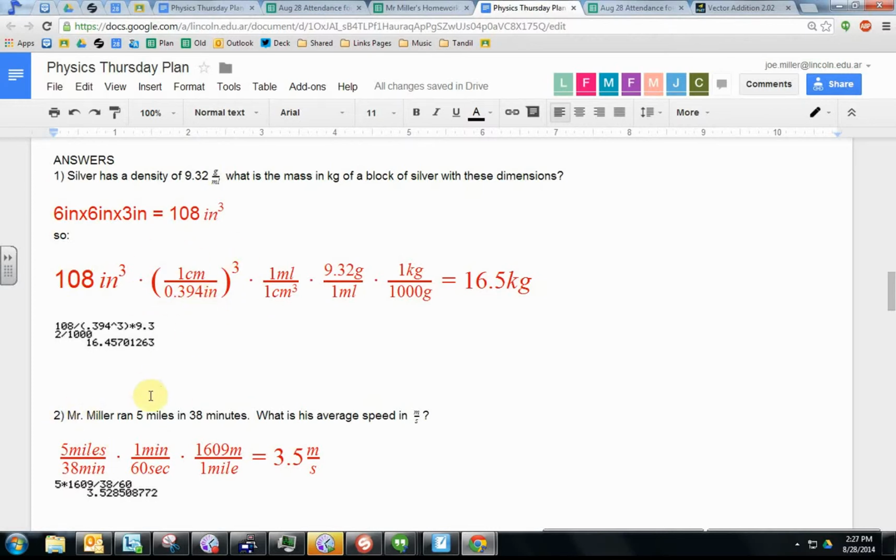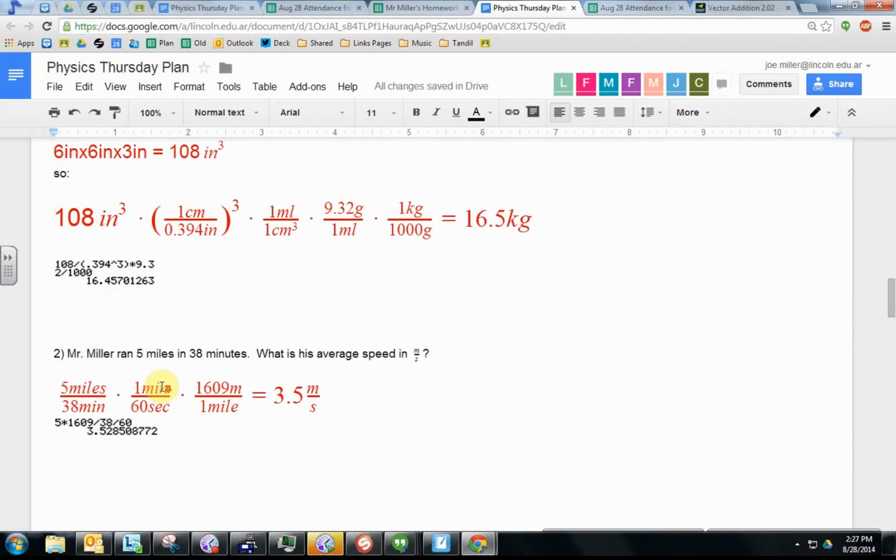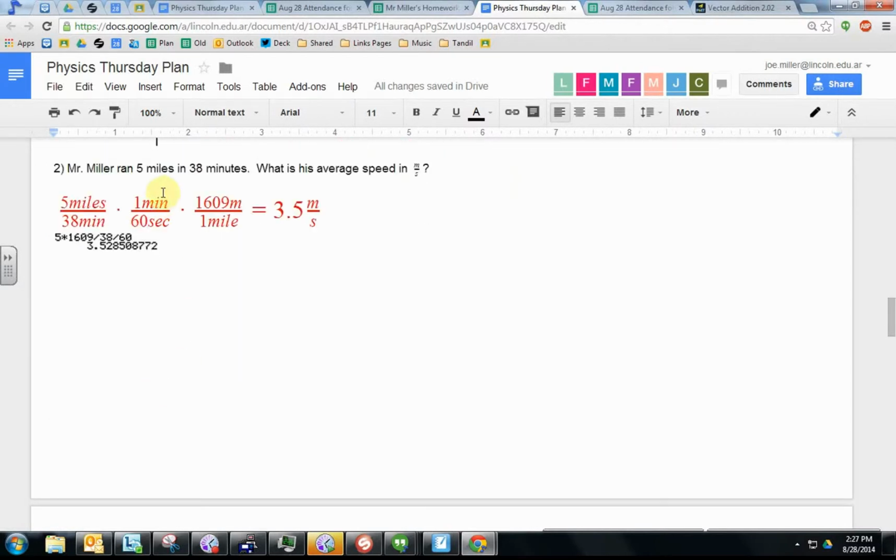Number 2 has us look at something with velocities, and there's really 2 ways you could do this problem. One way would be to take 5 miles and, as one unit analysis problem, figure out how many meters it is. Then as a separate unit analysis problem, turn 38 minutes into seconds. Then you'd have 2 answers, and you could divide them to get the speed in meters per second. If you do that on the test, I will not mark it wrong. That's fine. I'd prefer if you could figure out a way to do it all in one dimensional analysis problem like I've done here, but it's okay if you don't.